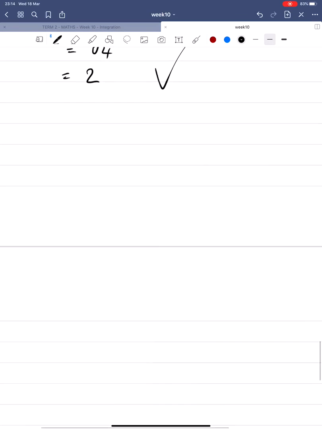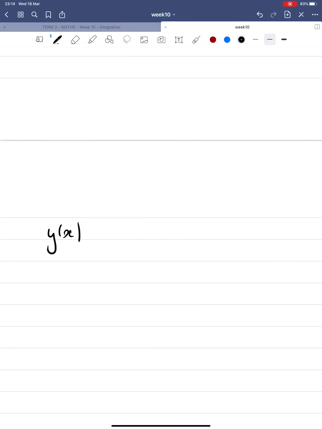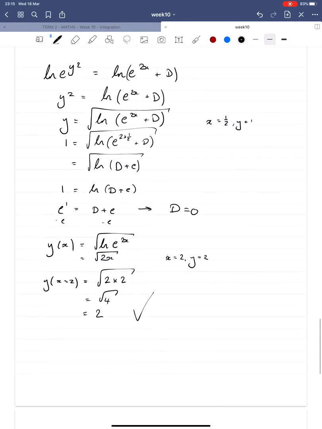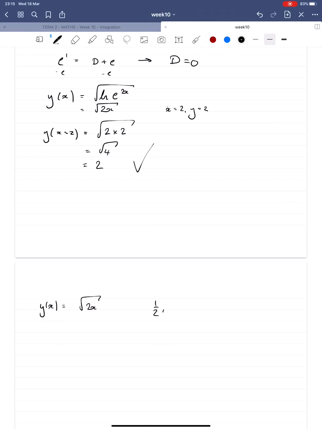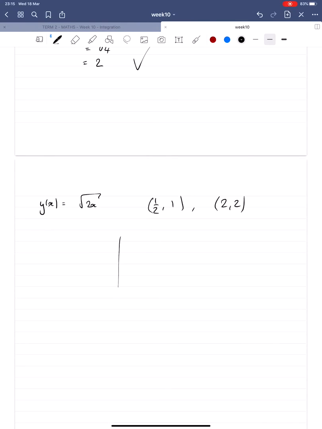So let's do a sketch of the function y of x is equal to the square root of 2x. And we know that it passes through the points a half, 1 and 2, 2. So this is y, this is x, this is 0. When x is a half, y is equal to 1. So there's a point. And when x is equal to 2, y is equal to 2. So here is another point.